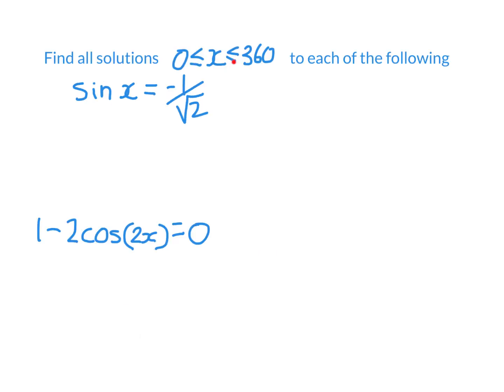So we're going to find all solutions between 0 and 360 to each of the following. So here we have sine of x equals -1 on root 2. Now it turns out your calculator can give you one solution, but it won't give you all of the solutions. So what we need to do is find a corresponding angle in quadrant 1. So let's first look at solving the equation sine x equals not negative but +1 on root 2. Well, if we know our exact values, we know that x equals 45 degrees. Sine of 45 is 1 on root 2.